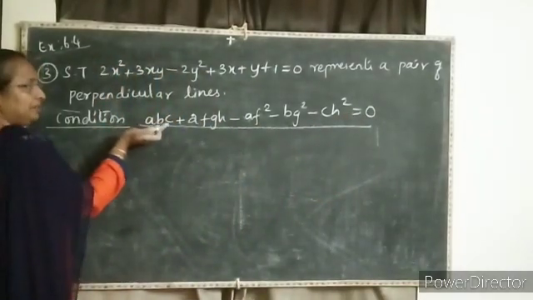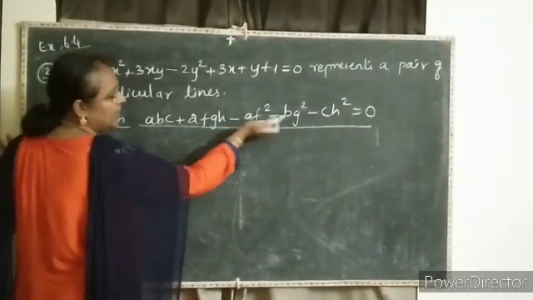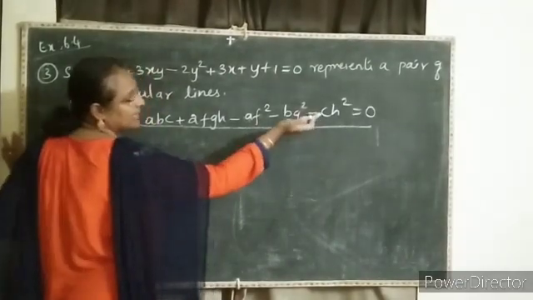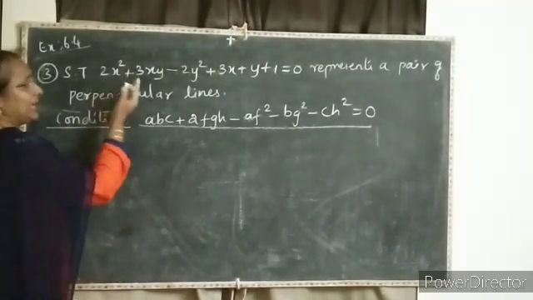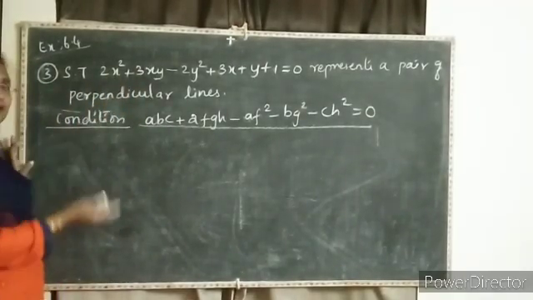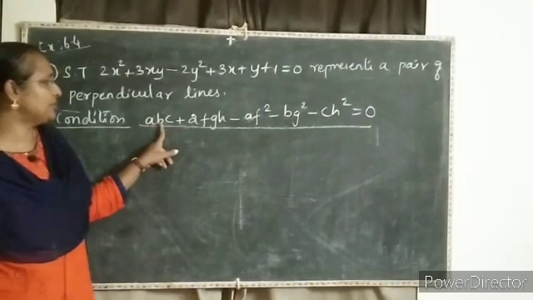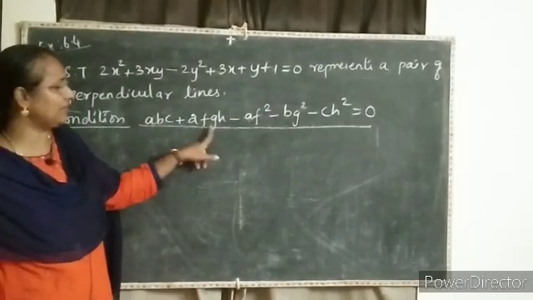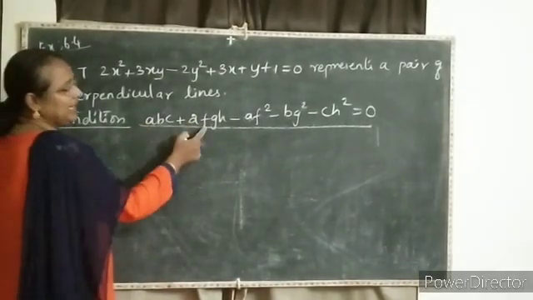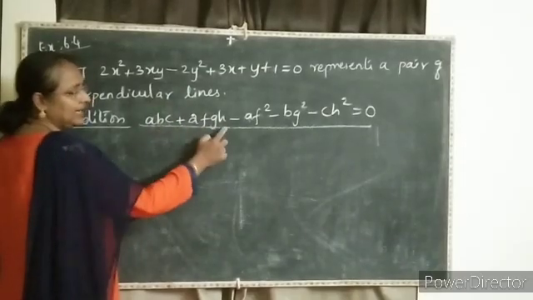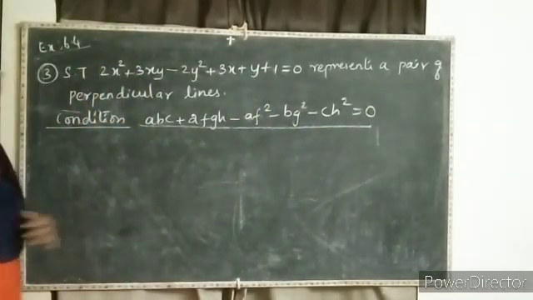Now abc plus 2fgh minus af squared minus bg squared minus ch squared is equal to 0. If this value is equal to 0, I can say the given pair of straight lines is perpendicular. Very simple to memorize also. Look into this. First term is a into b into c. The same way we have f into g into h. Before that we have 2 extra. Now the first one a and f, b and g, c and h. So minus af squared minus bg squared minus ch squared is equal to 0.